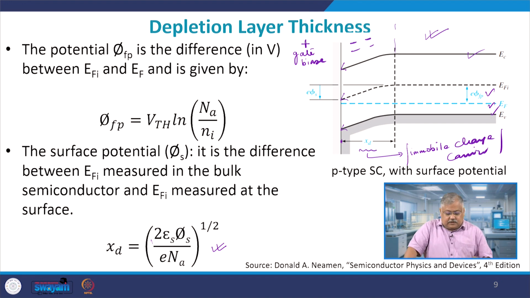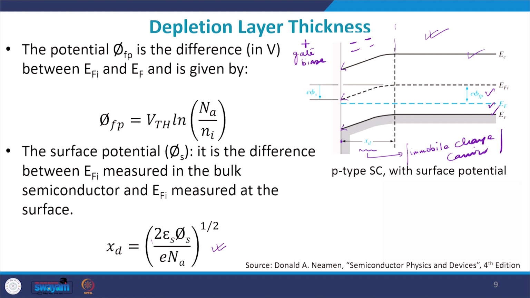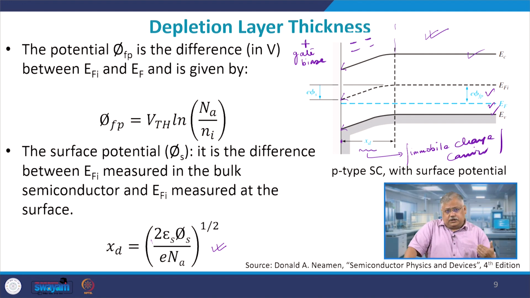and phi s is the surface potential. Now this is an interesting one. How do you measure the surface potential, right? You measure the surface potential by seeing the difference between the intrinsic Fermi level between the, so let me rub this so that it is clear to you.